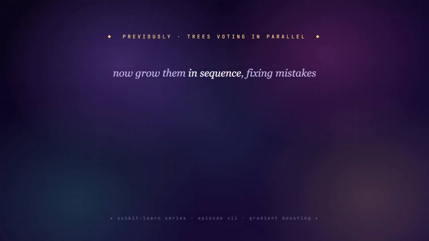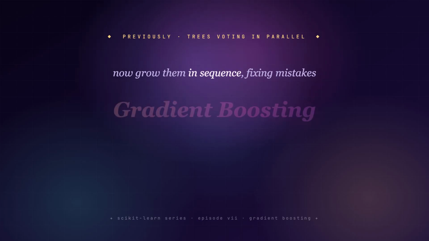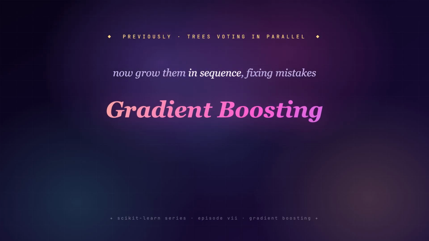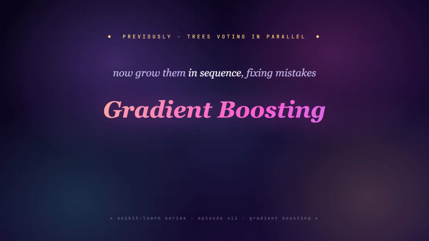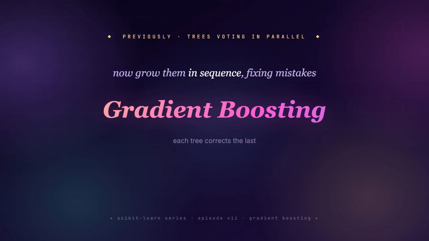A random forest grows many trees in parallel and averages their independent guesses. Gradient boosting flips that idea completely on its head. It grows trees one at a time in sequence, and each new tree has just one job: to fix the mistakes that all the previous trees left behind. Done well, it's often the single most accurate model you can train on everyday tabular data.